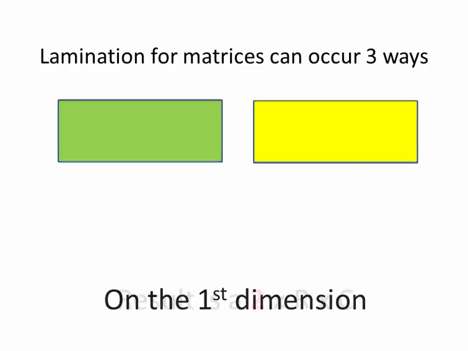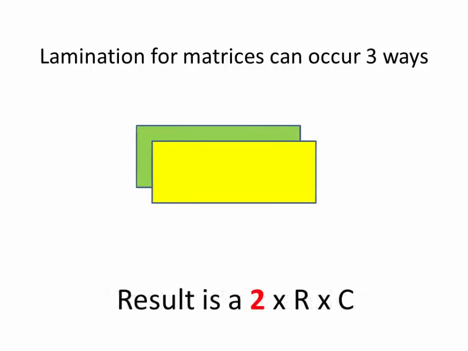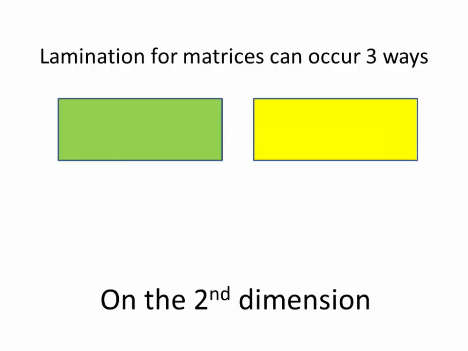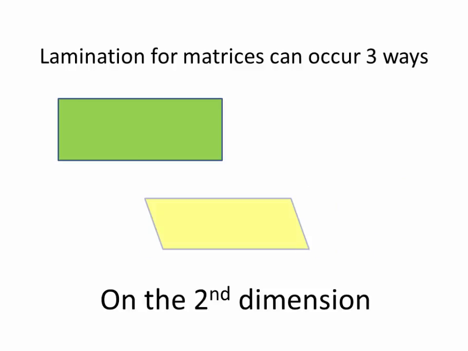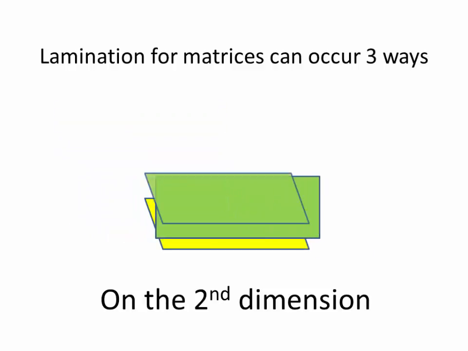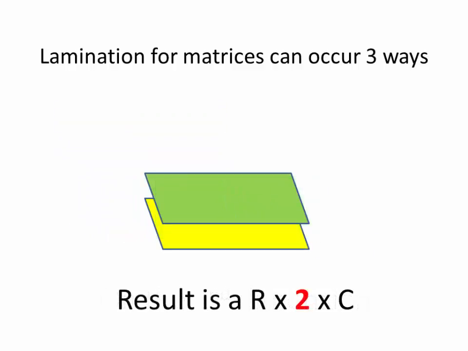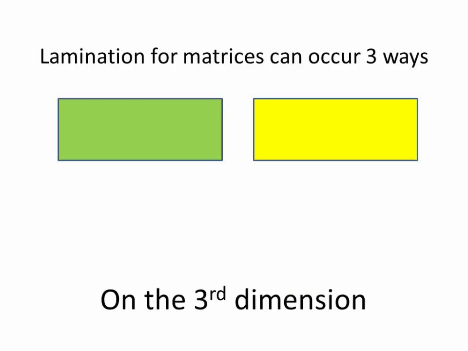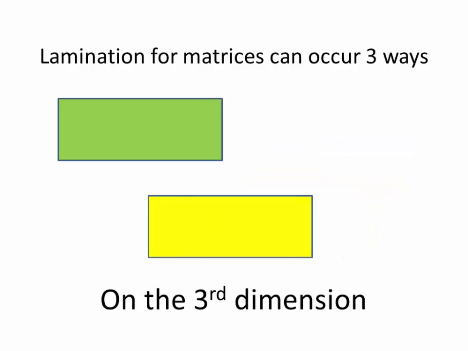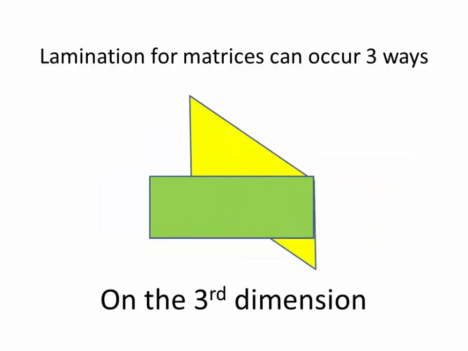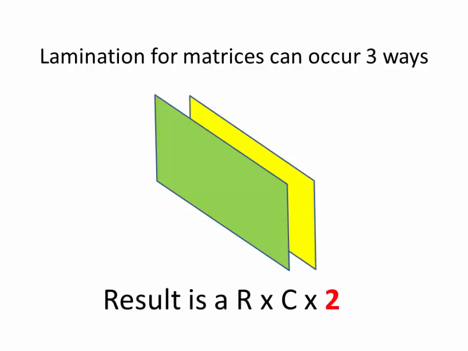On the first dimension, we get a 2 by whatever rows and columns we had before. Two planes. We can laminate on the second dimension. In this case, we introduce a new dimension between the rows and the columns. We get R planes of 2 by whatever number of columns we had. And it can occur on the third dimension. In this case, we're going to end up with a two-column, three-dimensional array.